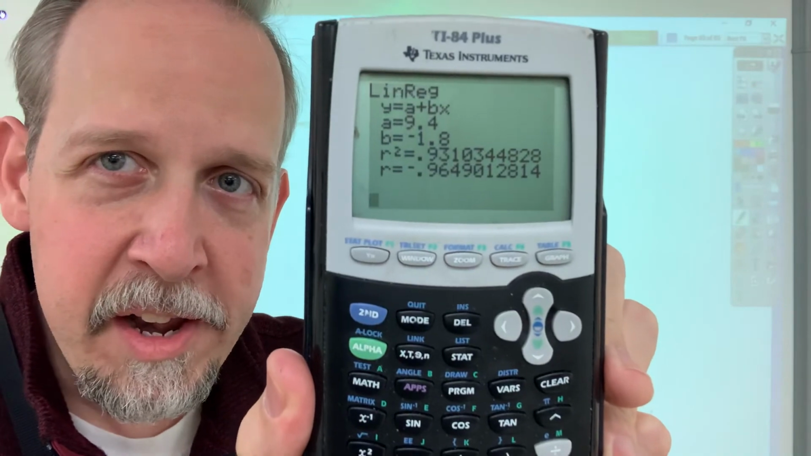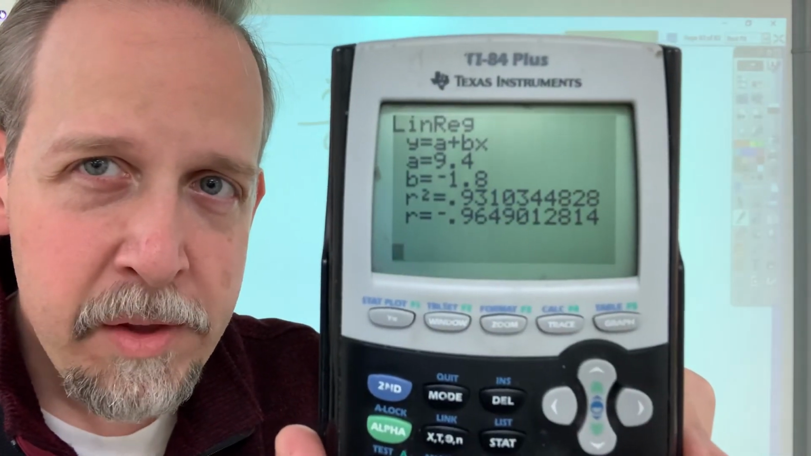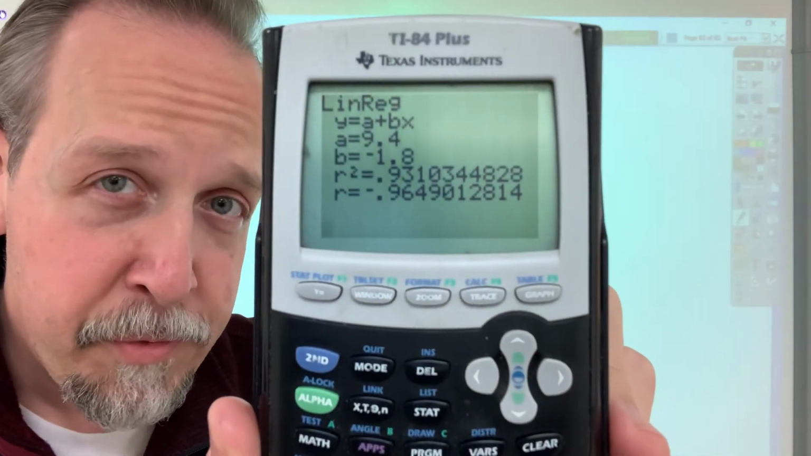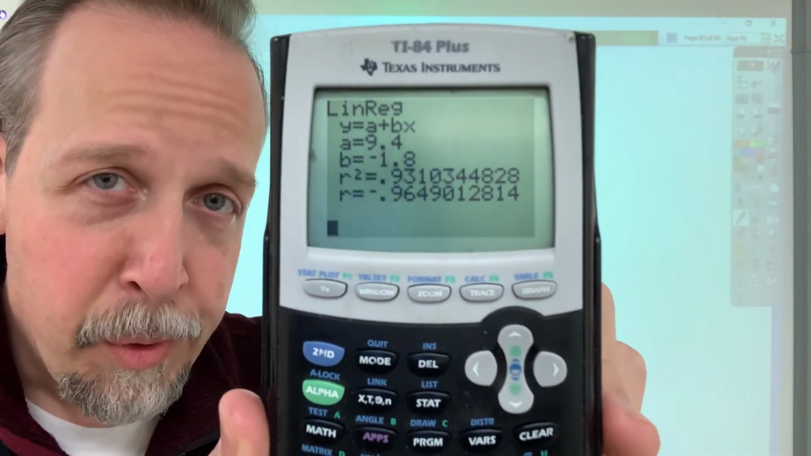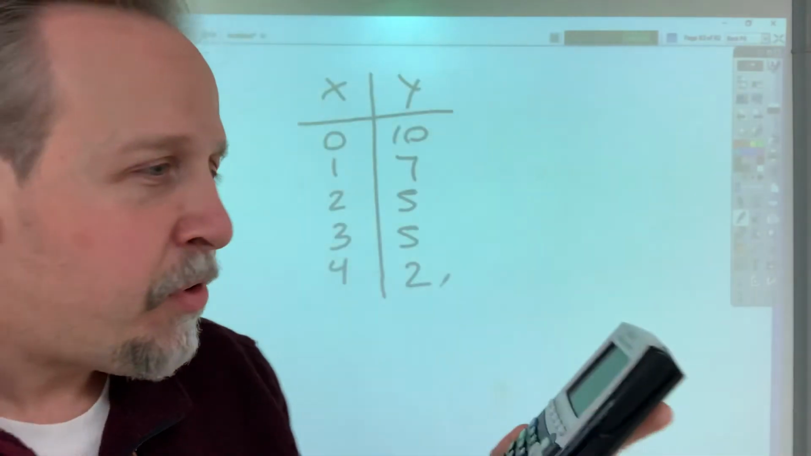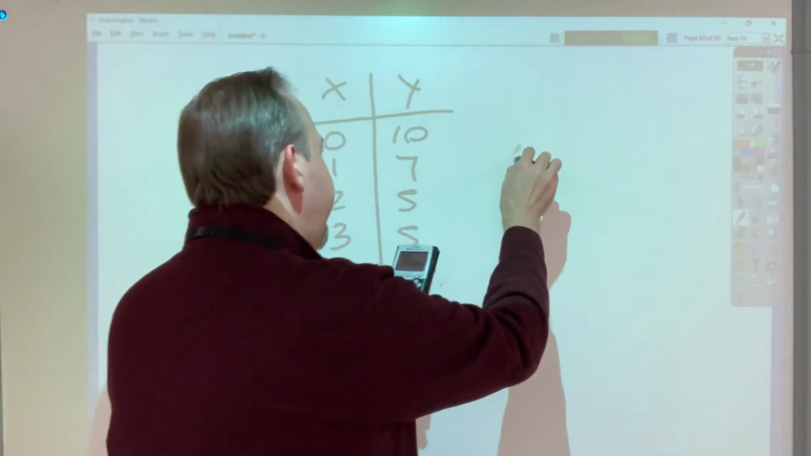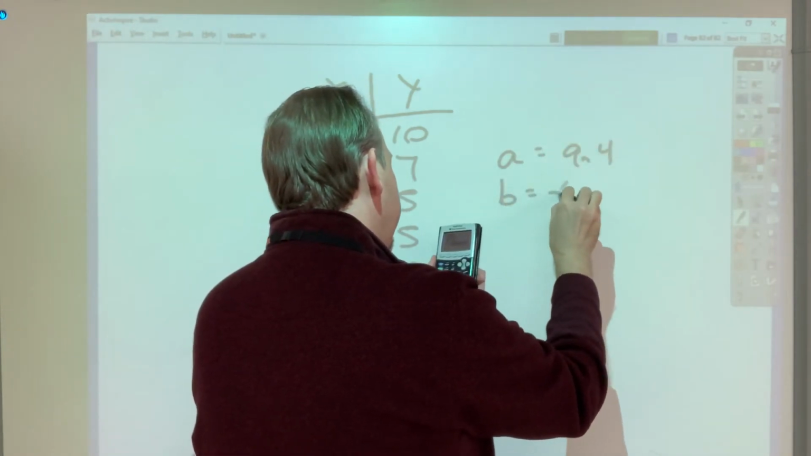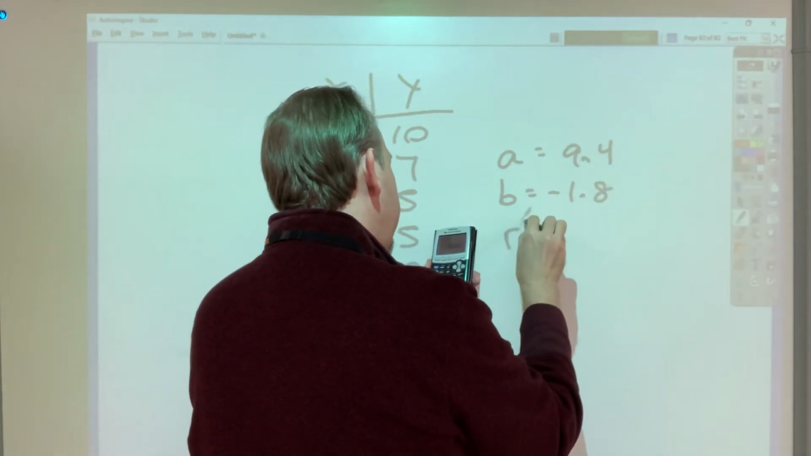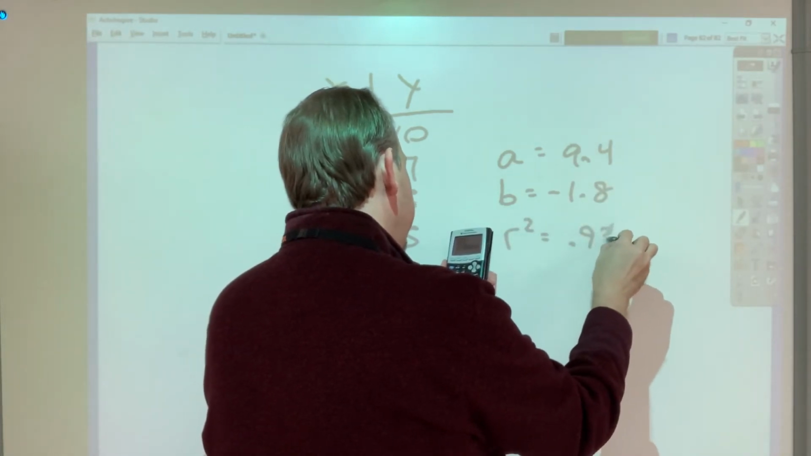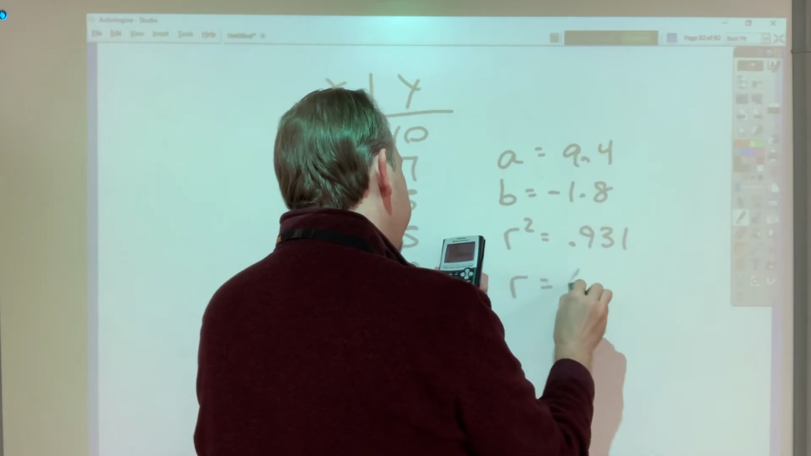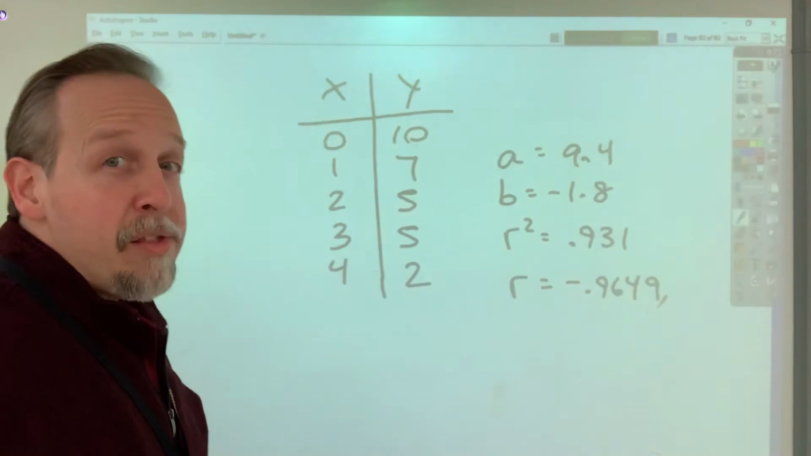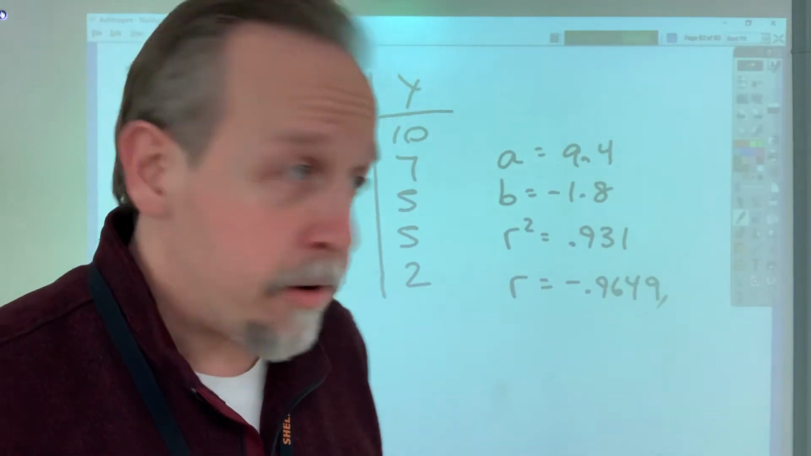So hit enter and it gives you the information. What's it telling you? Well, first of all, it tells you that it's going to give you the equation in the format y equals a plus bx. Then it tells you what the numbers are. I have an a value of 9.4, a b value of negative 1.8, an r square, which we'll talk about in a second, of 0.9310, and an r value of negative 0.9649.